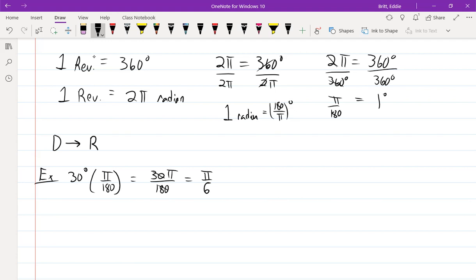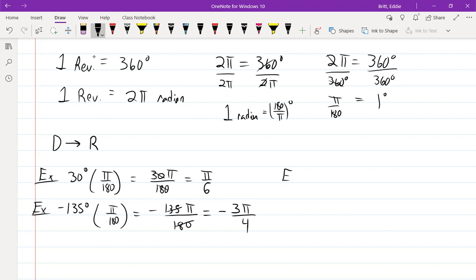Okay, so let's say that I wanted to convert negative 135 degrees to radians. Then I multiply by pi over 180, and I'll get something here, believe it or not, that I can simplify. I can divide both of those by 45. Alright, and so I'm going to get negative 3 pi over 4.